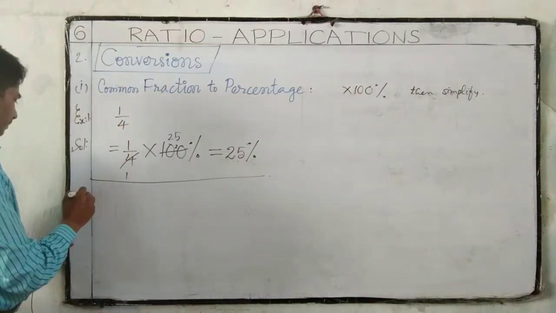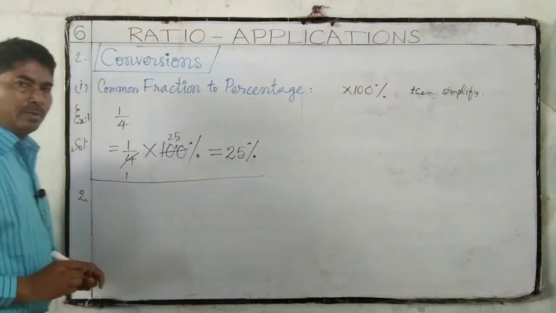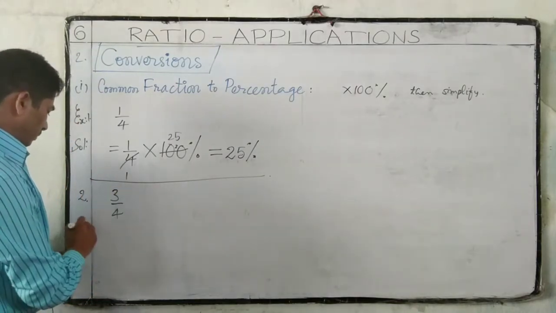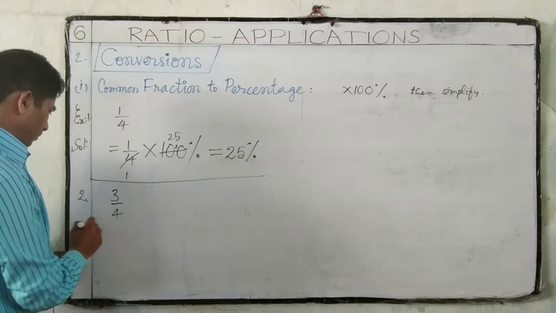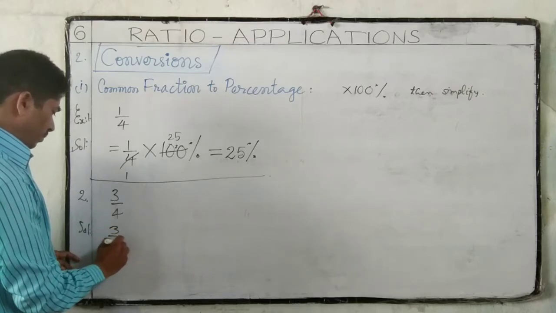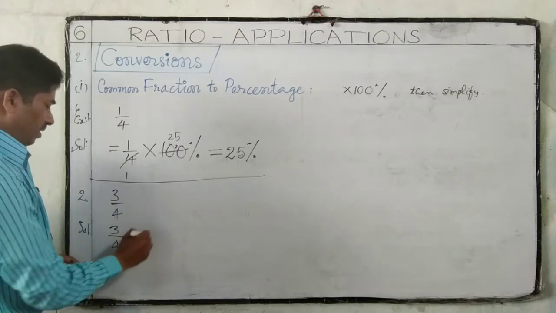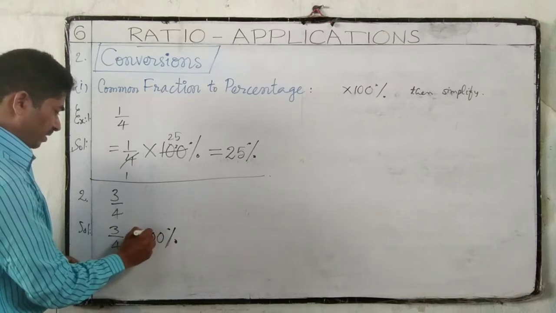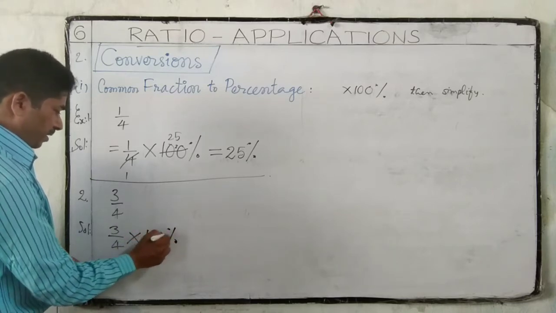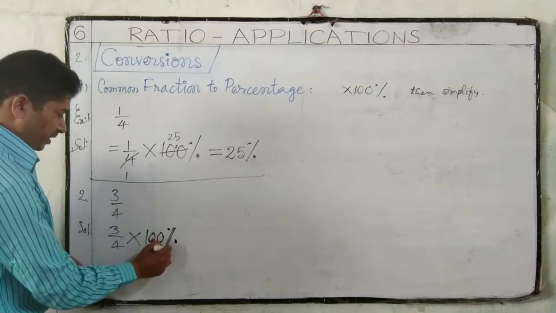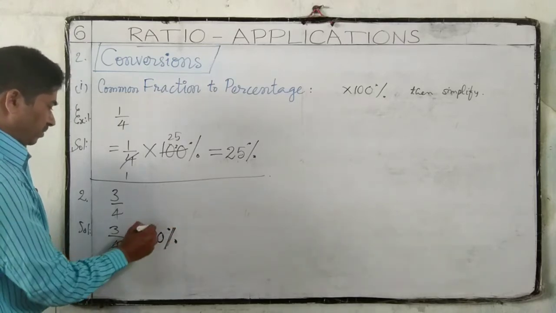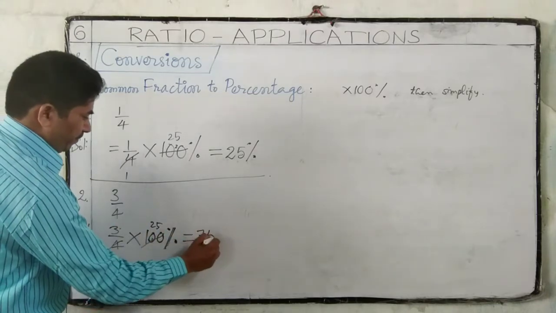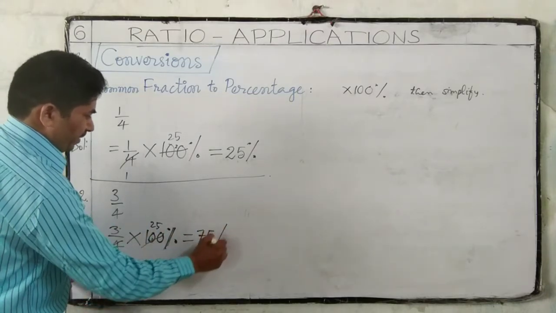One more example. 3 by 4. 3 by 4 into 100. Keep the percentage sign. We have to multiply with 100 and keep the symbol percentage, then simplify. 4 ones, 4 25s. 25 threes are 75. 75 percentage.